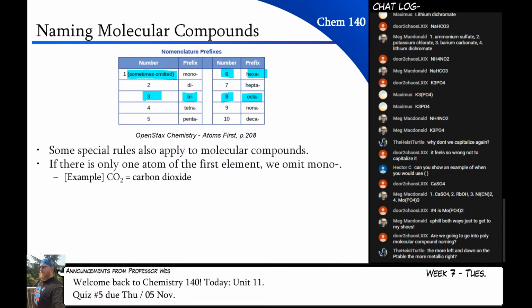Likewise, if I had this compound, CO, ironically enough, they installed a carbon monoxide detector in my apartment today, finally, after 10 years of wanting one. Notice that we don't say monocarbon monoxide. We just say carbon monoxide.